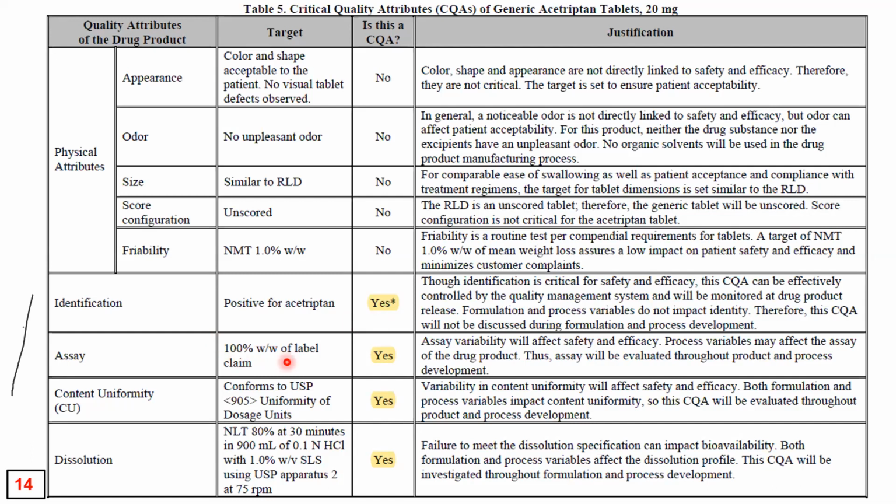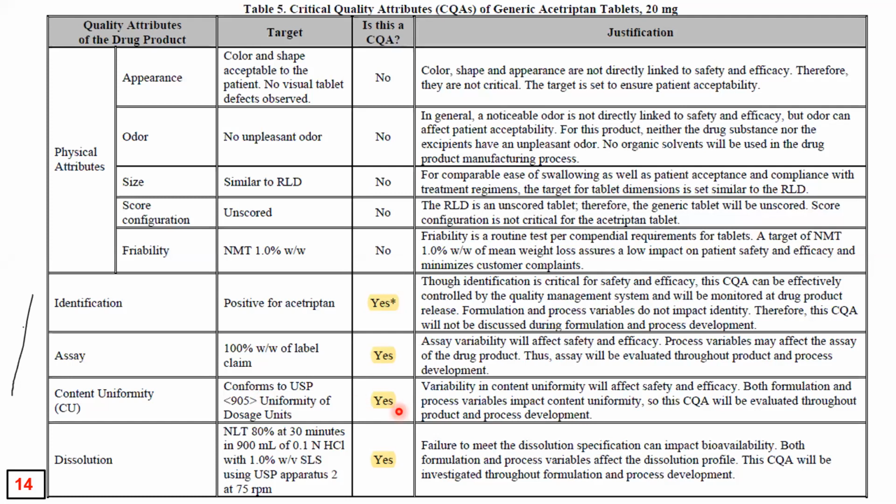Similarly, assay 100% of label claim, once again, this is a potent drug. If it is a little more or less, if it is more, the dose is more, which causes safety problems. If it is less, it will not produce therapeutic levels, which will cause efficacy problems. Hence, yes, the assay should be considered a critical quality attribute. Similarly, content uniformity. If the drug is not mixed properly throughout the granulation or mixing process, once again, since it is a potent drug, the 20 mg will not be equally distributed in all the tablets. Once there is no dose uniformity, there is a problem of safety and efficacy if it is more or less. Hence, we are considering it a critical quality attribute.